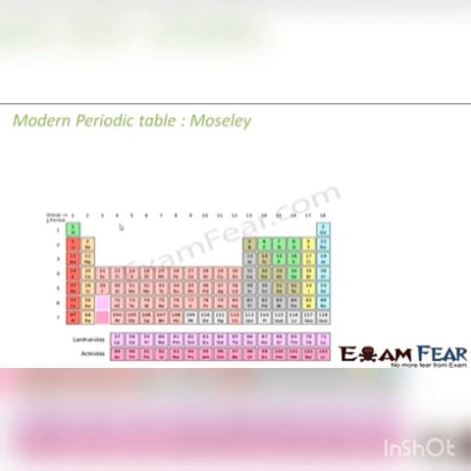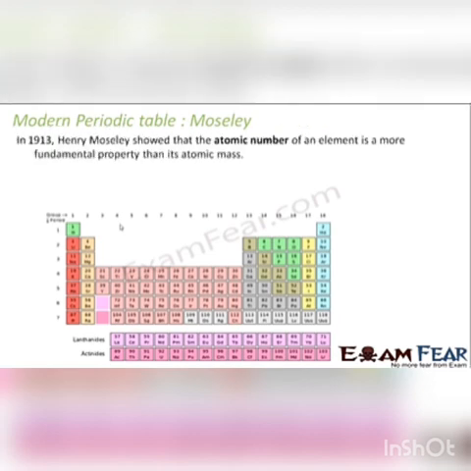Now let's study the modern periodic table based on Moseley. So Moseley, in 1913, showed that atomic number is a better fundamental property than atomic mass. And please note, atomic number itself was found by him, because till 1896 nobody knew what an electron is. The atomic mass was all found by stoichiometric equations, by chemical reactions.